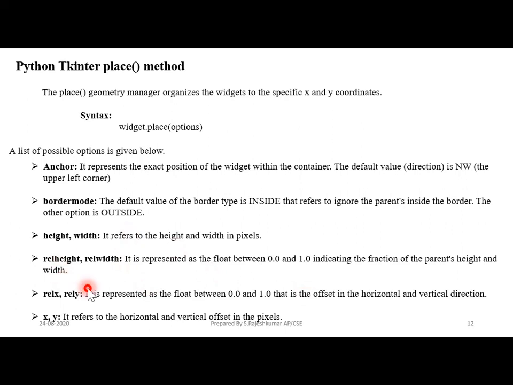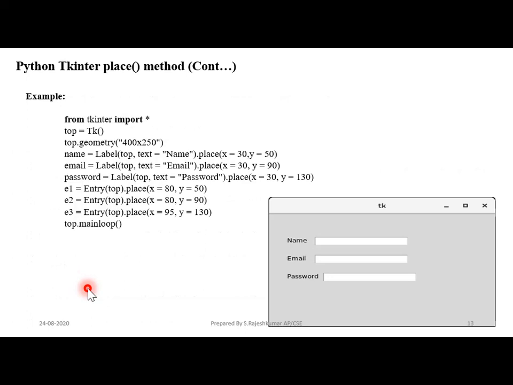Okay, so let us look at the program. This is a sample program that we are going to see. The output will look like this. From the first line, you may know we are going to import all the methods and widgets from Tkinter, so we write from Tkinter import all. Okay, we are creating the object, assigning it to the variable top, with top.geometry 400x250. The size of the entire panel will be 400 and 250: 400 is your width and 250 is your height.